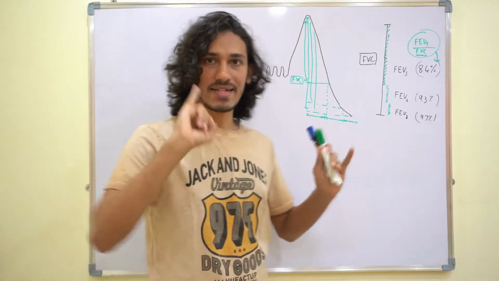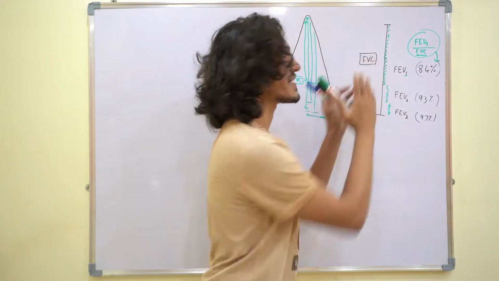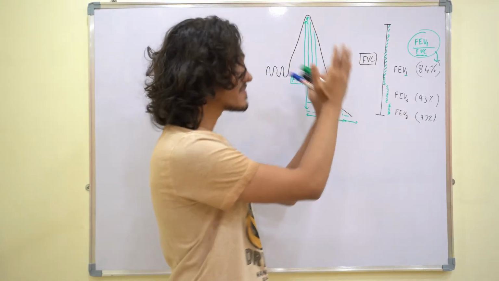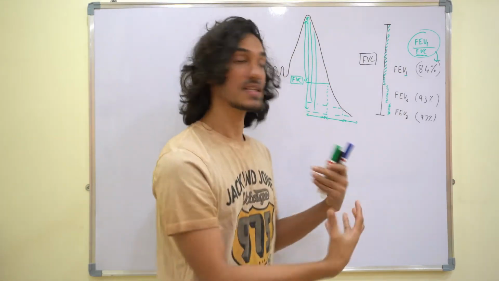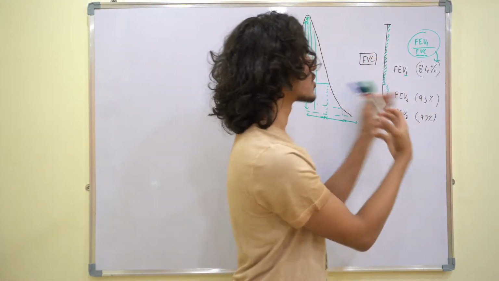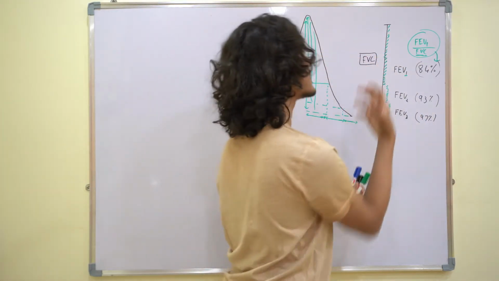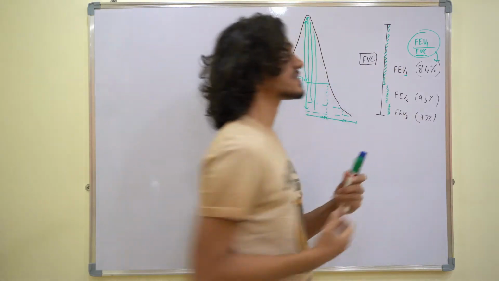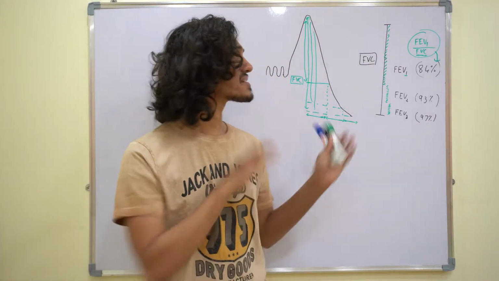Understood? So that is time constant. This is forced vital capacity, FEV1, and FEV1 by FVC: the percentage of FVC that goes out in 1 second. So that is the whole concept of this.